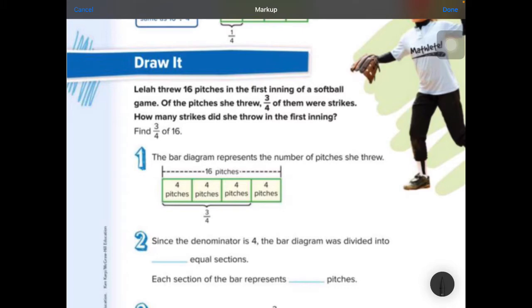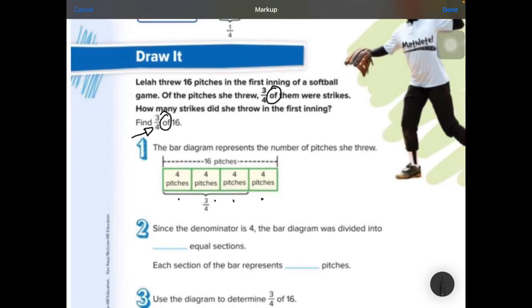Leah threw 16 pitches in the first inning of the softball game. Of the pitches she threw, 3/4 of them were strikes. How many pitches did she throw that were strikes in the first inning? So you can tell that this is a multiplication problem because there is the key word of, okay? 3/4 of 16 is multiplication. And you can see this little number right here. Whenever you're drawing a diagram, that's how many pieces are going to be in your diagram. For example, 1, 2, 3, 4. Do you see? All right, let's begin.